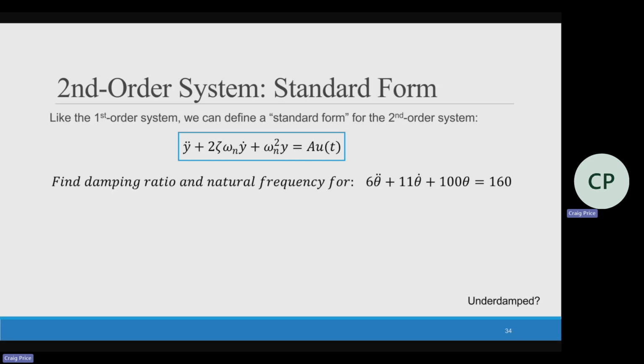So I just want you to get some practice real fast. This is my second order standard form. Let's say I have this equation right here. We use Bobati. We have some values here now. I want you to find the damping ratio and the natural frequency and determine if it is underdamped or not. The first thing is always put it in the standard form.